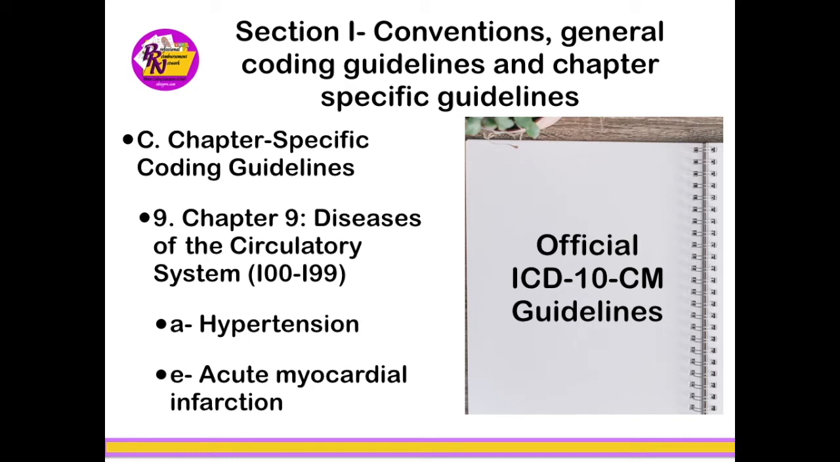Do not assign code I22 for subsequent myocardial infarctions other than type 1 or unspecified. For subsequent type 2 acute myocardial infarctions, assign only code I21.A1. For subsequent type 4 or type 5 acute myocardial infarctions, assign only code I21.A9. And then we have other types of myocardial infarction.